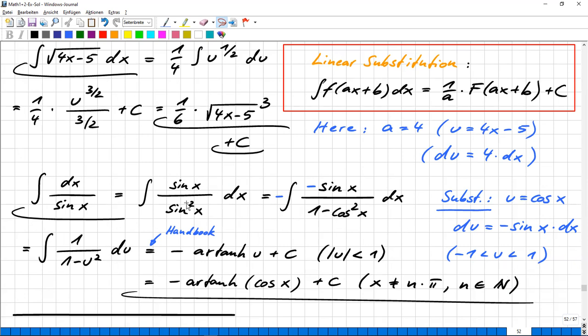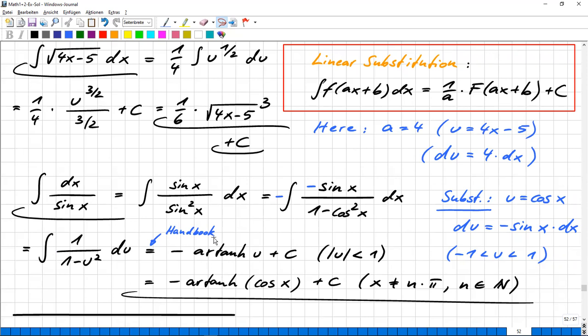Now, see my trick? It worked in a way that I can now replace the negative sine of x times dx by differential du. So that's what I get. Everything disappears here above, except for du, which I replace. And in the denominator, I get 1 minus u squared, because cosine of x is u, so cosine squared of x equals u squared. Now, this is a very famous standard integral.